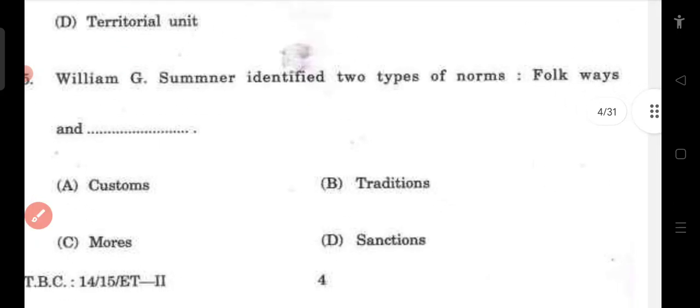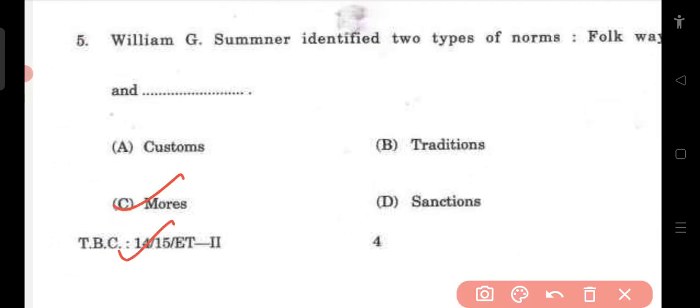Question number 5 says William G. Sumner identified two types of norms, folkways and mores. Options: custom, traditions, mores, sanction. So he says mores.